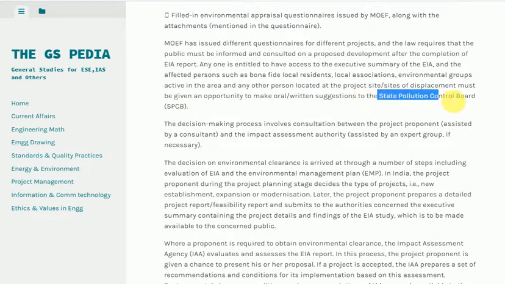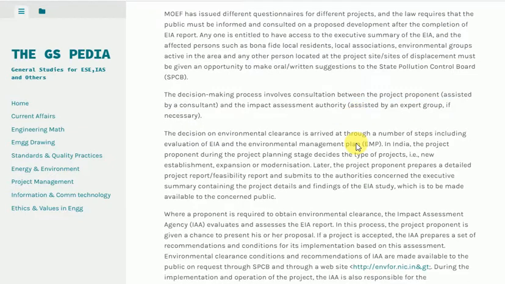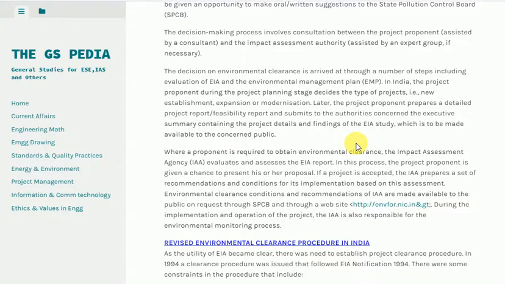The decision-making process involves consultation between the project proponent assisted by a consultant and the impact assessment authority assisted by an expert group, if necessary. The decision on environmental clearance is arrived at through a number of steps including evaluation of ESE and the Environmental Management Plan (EMP). In India, the project proponent during the project planning stage decides the type of projects, that is, new establishment, expansion or modernization.